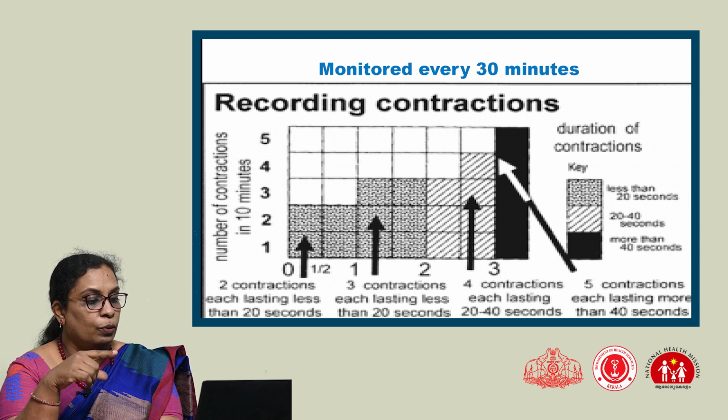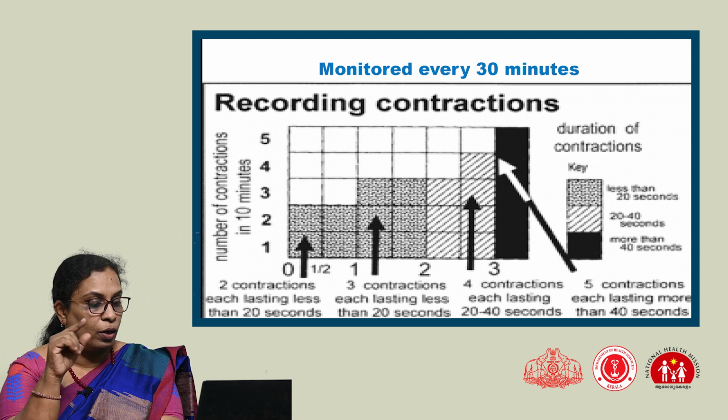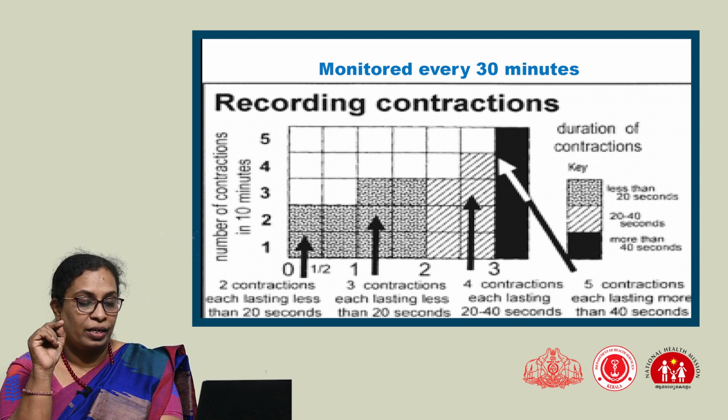So in the first column, see there are 2 columns which are plotted as dots, that is 2 contractions each lasting less than 20 seconds. Then you have 3 columns, that is 3 contractions each lasting less than 20 seconds. Next you can see the stripes, that is the first column is 3, the next column is 4, that is 20 to 40 second contractions, that is 4 contractions you are getting. And the last column, all 5 columns are darkened, that is 5 contractions you are getting and lasting for more than 40 seconds.